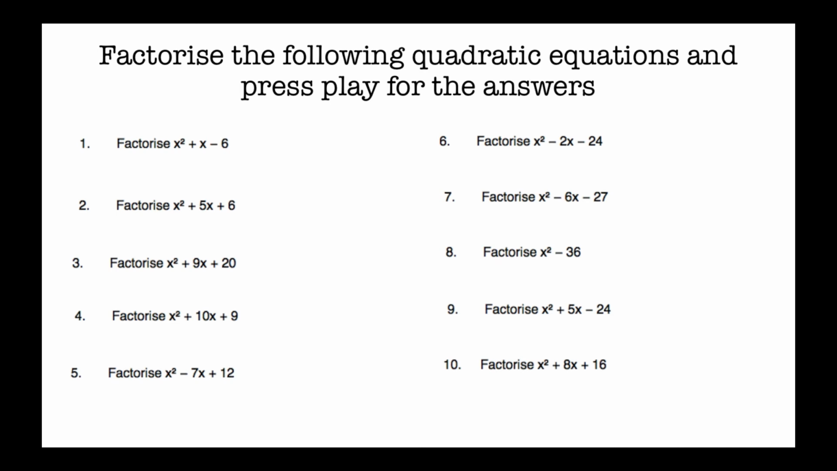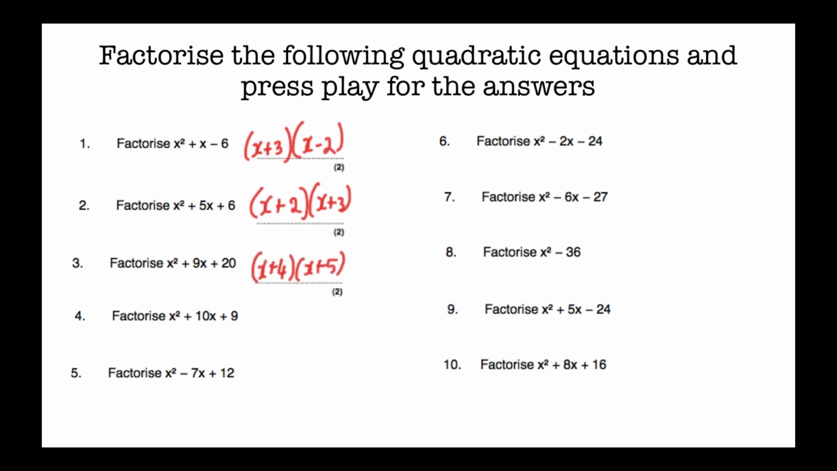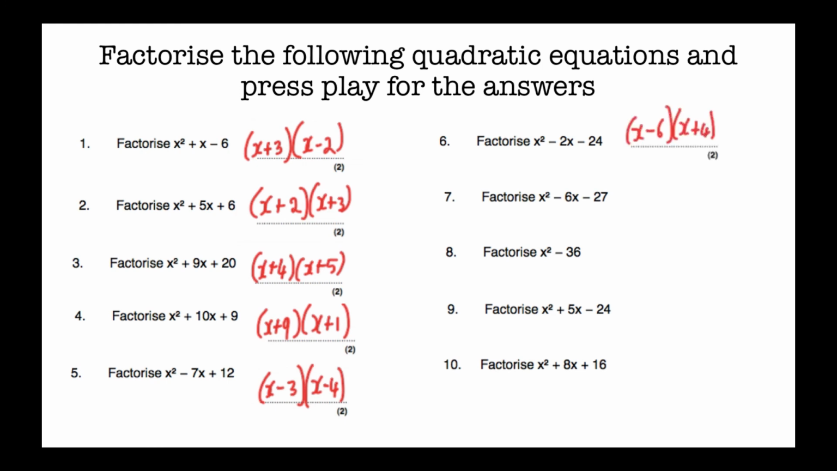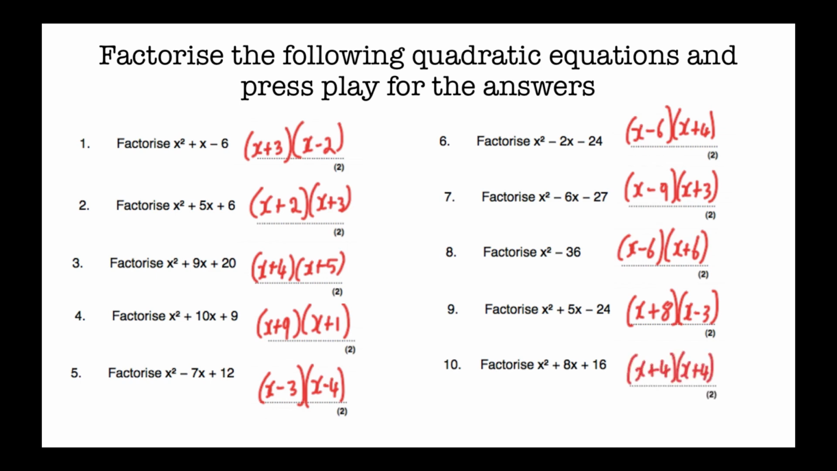If you've had a go and you've got as many answers as you can, here are your answers. We have x plus 3 and x minus 2, x plus 2 and x plus 3, x plus 4 and x plus 5, x plus 9 and x plus 1, x minus 3 and x minus 4, x minus 6 and x plus 4, x minus 9 and x plus 3, x minus 6 and x plus 6, x plus 8 and x minus 3, and x plus 4, x plus 4.